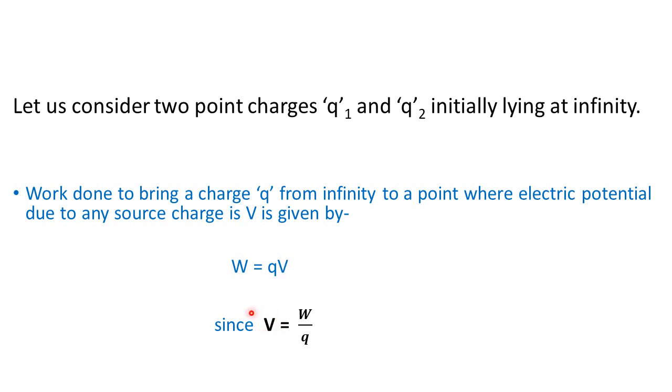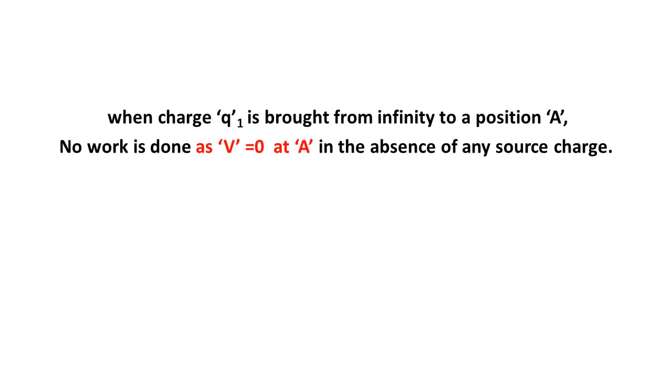And how we define this electrostatic potential? It is work done per unit charge which is being brought. W by q is equal to V, or W is equal to q into V. If q1 charge is brought initially when there were no source charges, then V is equal to 0. So work done in bringing q1 is equal to 0.